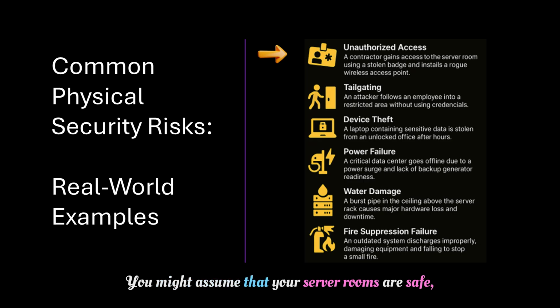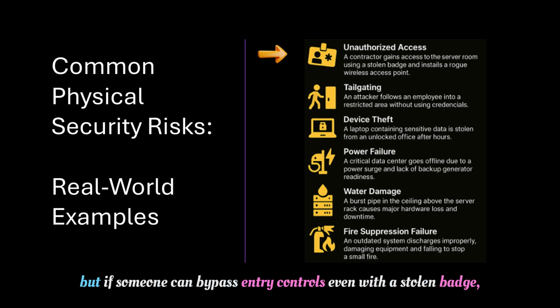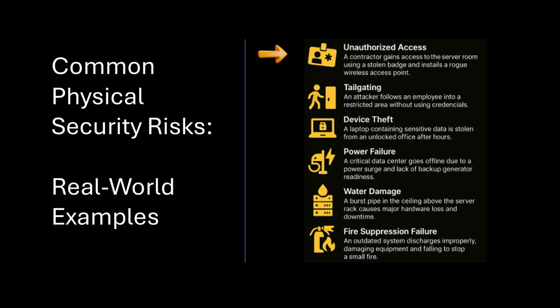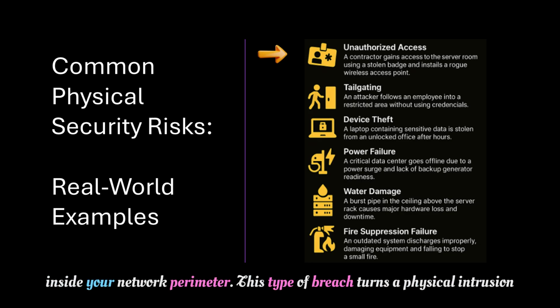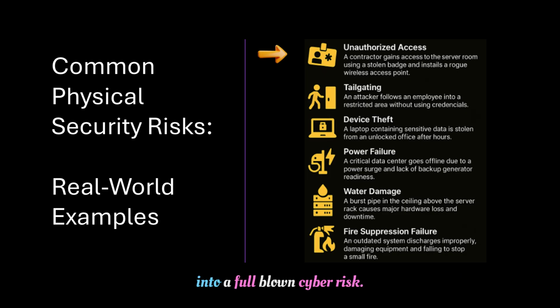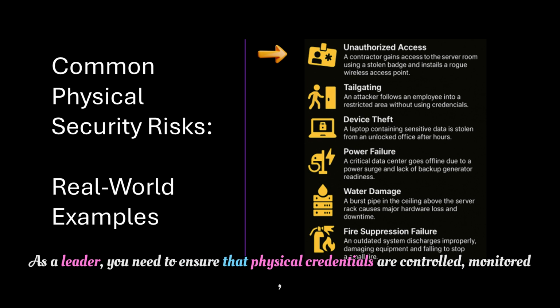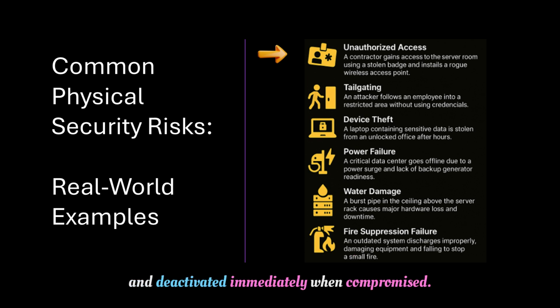You might assume that your server rooms are safe, but if someone can bypass entry controls, even with a stolen badge, you've got a serious vulnerability. Imagine a contractor gaining access and installing a rogue wireless access point inside your network perimeter. This type of breach turns a physical intrusion into a full-blown cyber risk. As a leader, you need to ensure that physical credentials are controlled, monitored, and deactivated immediately when compromised.